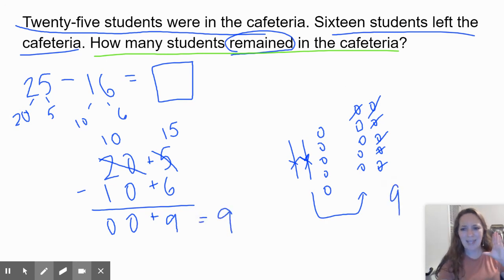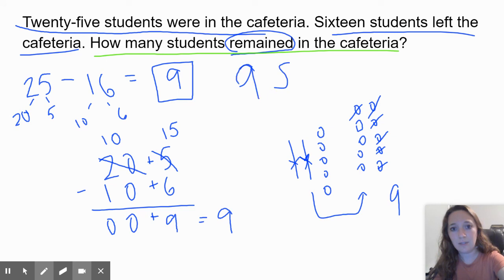But we can't forget to label that answer! 9 what? Let's read our question to figure it out. How many students remain in the cafeteria? 9. So it's 9 students. Woo!